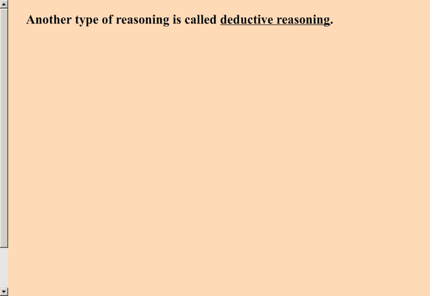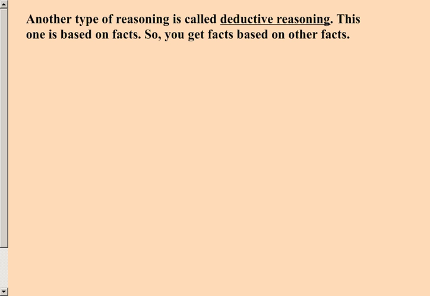Okay, we've spent all that time talking about inductive reasoning. Deductive reasoning is not as difficult to understand. It's pretty cut and dried. Deductive reasoning is basically based upon facts. So what we get is factual statements based upon other factual statements.